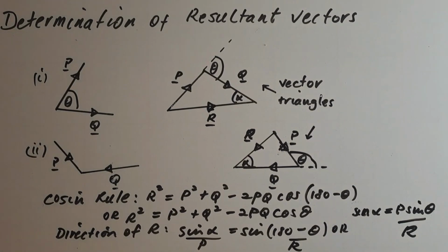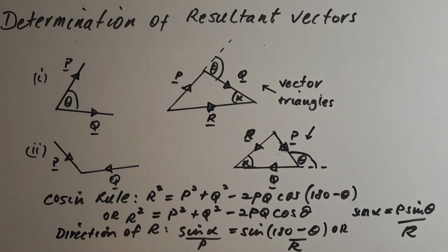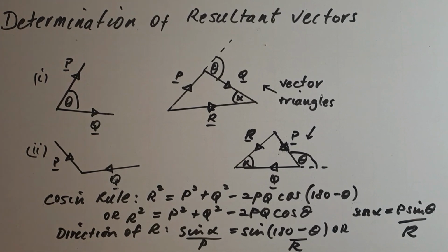And so now we have both the resultant that we can calculate using the cosine rule and the direction of this resultant using the sine rule. Now these two formulas are valid for calculating the values of the resultant r and alpha, whether theta is acute or obtuse. So it will apply in both cases.